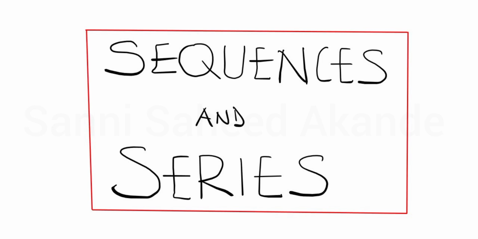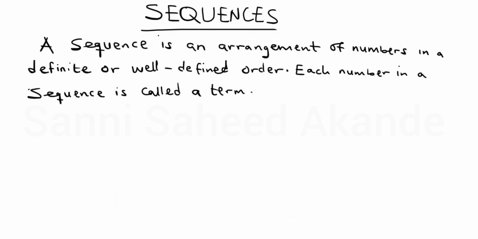Today we are going to be looking at the topic sequences and series. Now let's begin. What is a sequence? A sequence is an arrangement of numbers in a definite or well-defined order, and each number in a sequence is called a term. So now let's take a look at some examples.